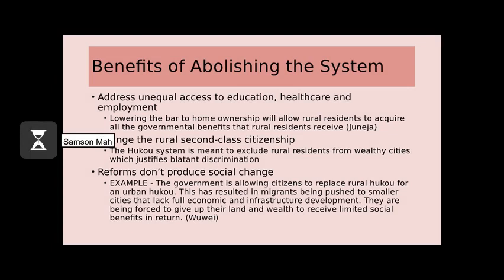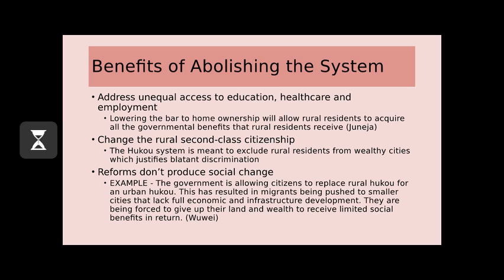The benefits of ending the system are threefold. First, they will address unequal access to education, healthcare, and more. There's plenty of evidence to suggest that lowering the bar to home ownership and making it just as easy for a rural resident to move somewhere as an urban resident will allow equal access to government services.